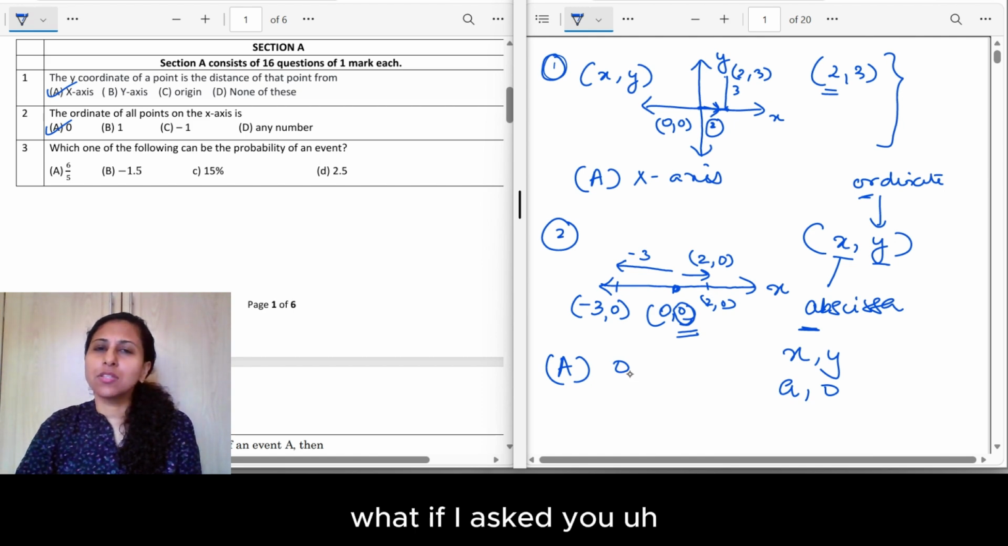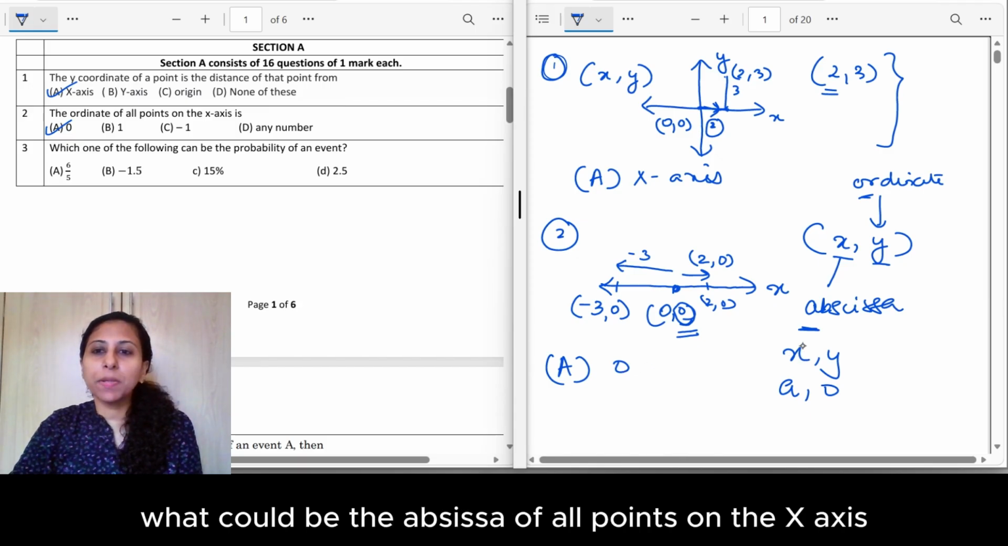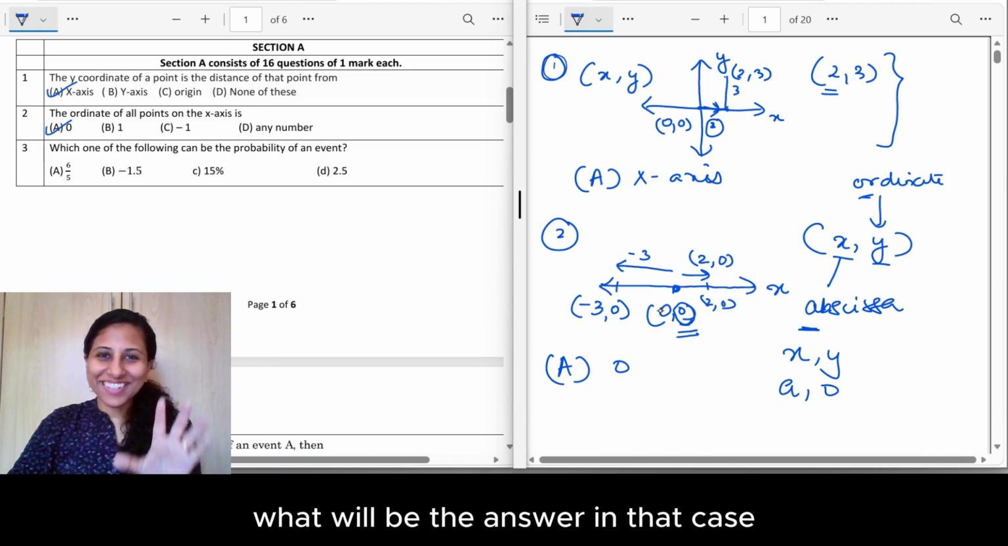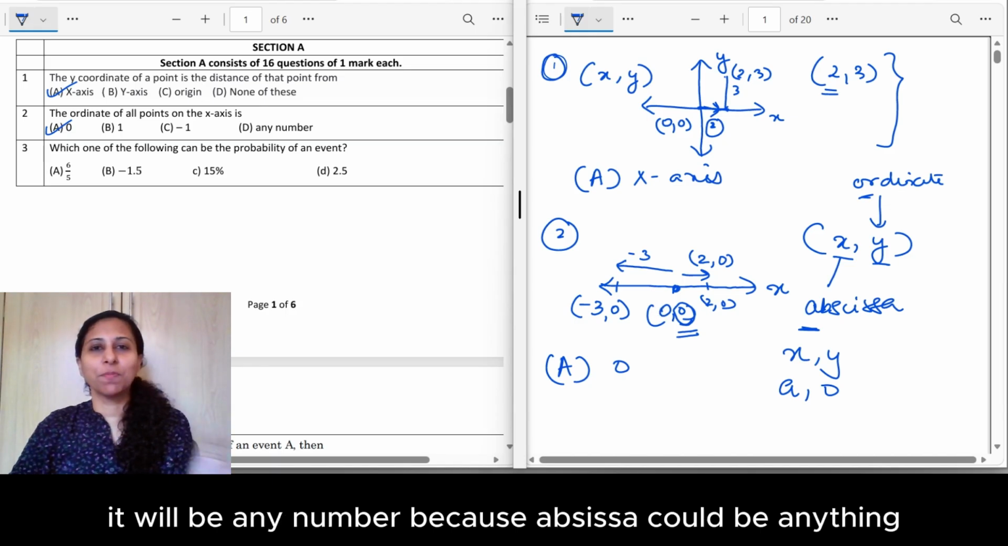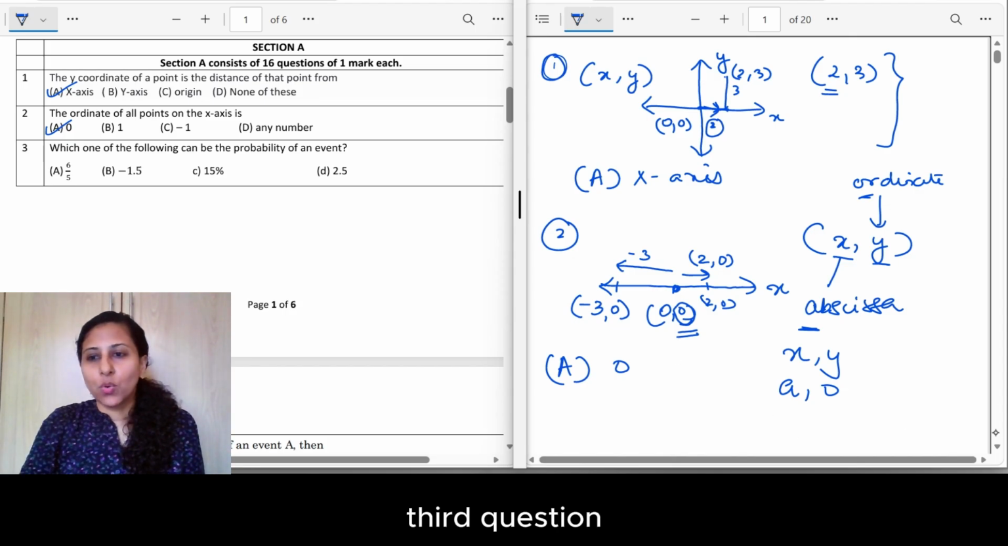What if I asked you the abscissa of all points on the x-axis? If I asked you what could be the abscissa of all points on the x-axis, what will be the answer? In that case, it will be any number because abscissa could be anything. When you move right or left, the abscissa could be any number which you want. Okay. Third question.